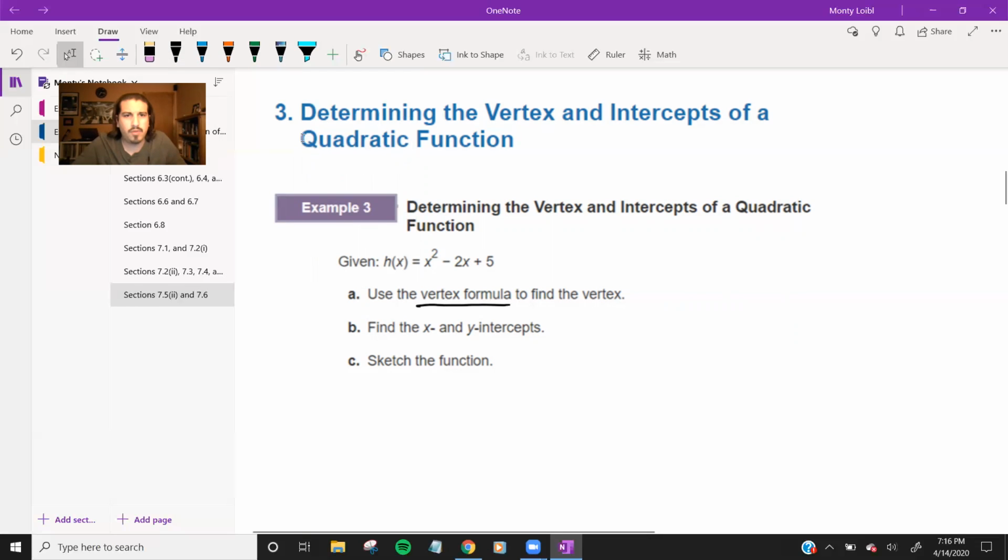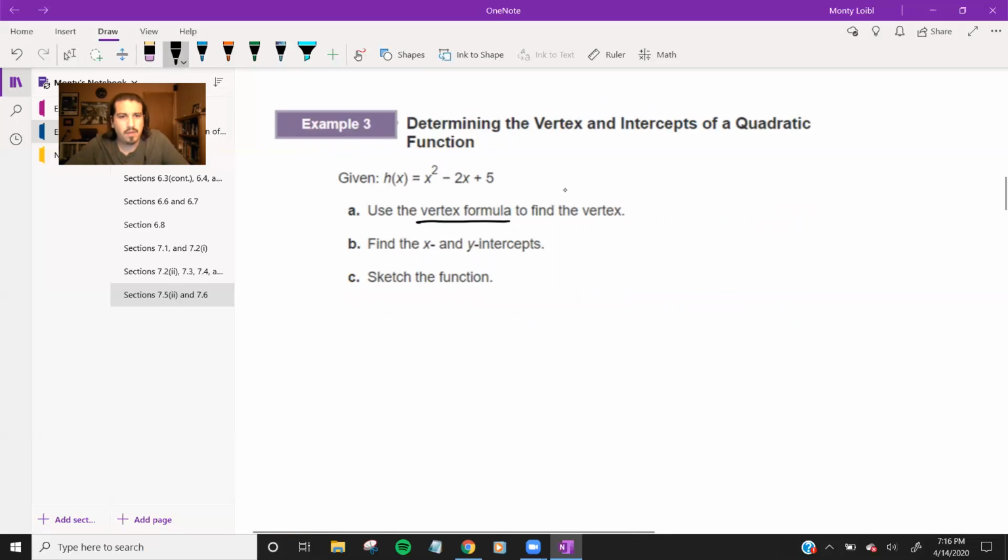I think the best way we could organize this is just separate it like this. Okay, so A, we're going to use h is equal to negative b over 2a, right? And then k is f of h. Oh, hold on. Kind of confusing because we've got h of x and h. So let's change this to f of x, just for simplicity.